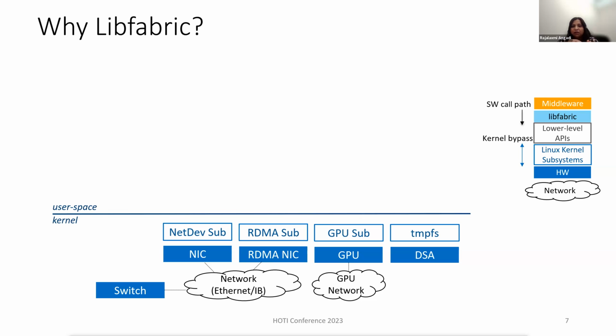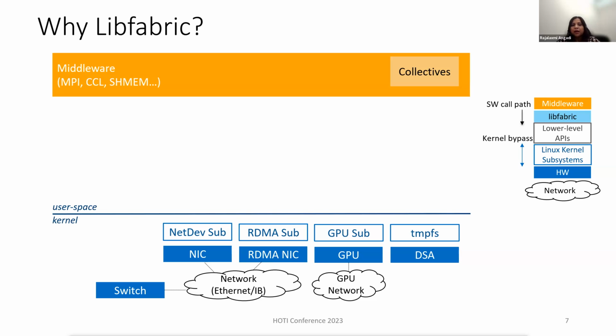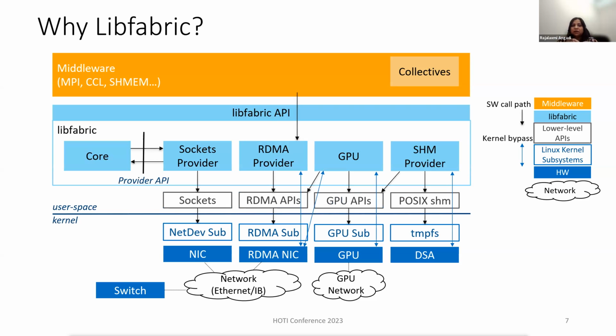So when we have all of these at the bottom, all of these also have their corresponding subsystems in the kernel as well. Next. And then on the top, we have middlewares like MPI, CCL, and SHMEM sitting on top. And you see that there's a Libfabric sitting in between to bridge the gap between these two.